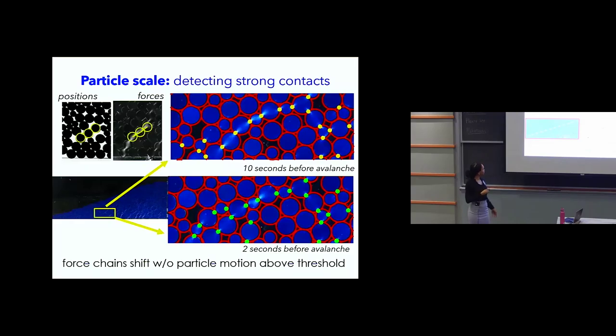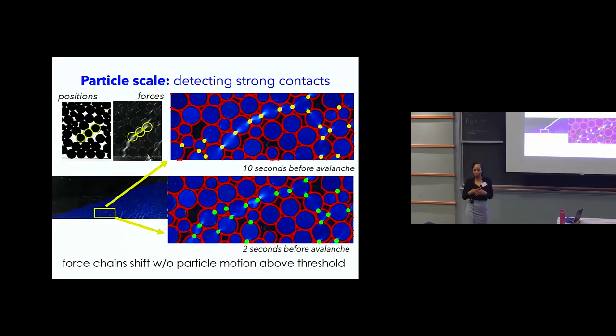So last, I want to talk about what we observe at the particle scale. By tracking the positions and the forces on each of the individual grains, we can do things like detect the strong contacts of a granular system and learn more about the void spaces that are available to each grain to have the potential to rearrange.